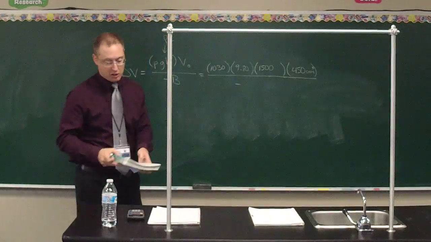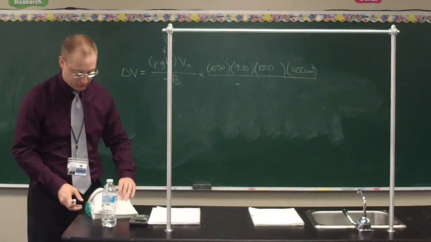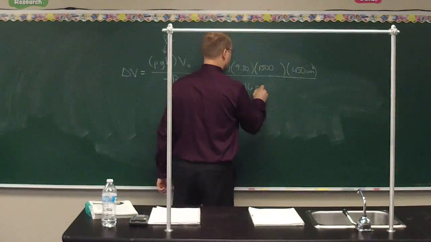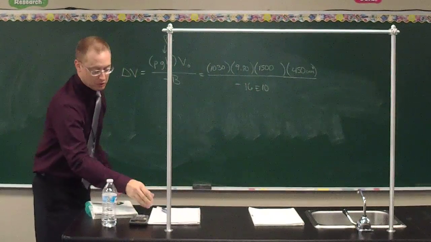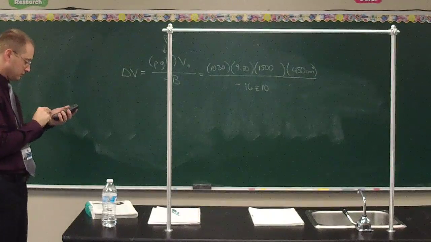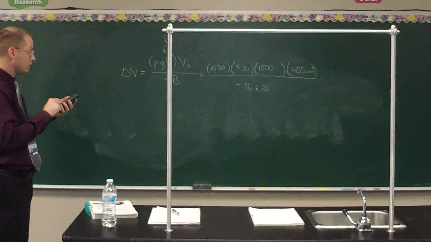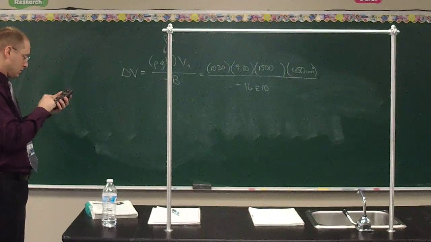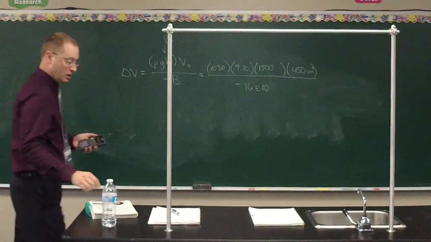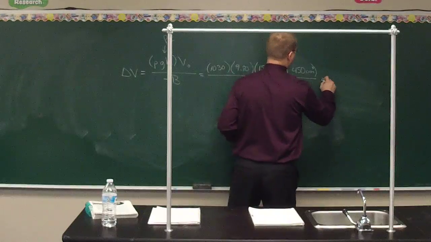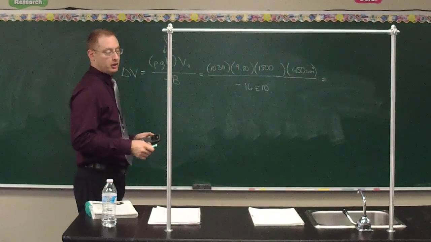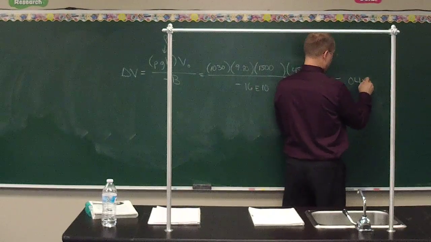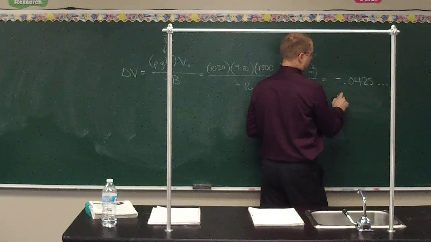This is steel that's being compressed. What is the bulk modulus for steel? 16. All right, and at your seats, go ahead and plug in those numbers. And what is the change in volume of the steel anchor? Kendall? -0.0425. There we go. And so we'll round that off.